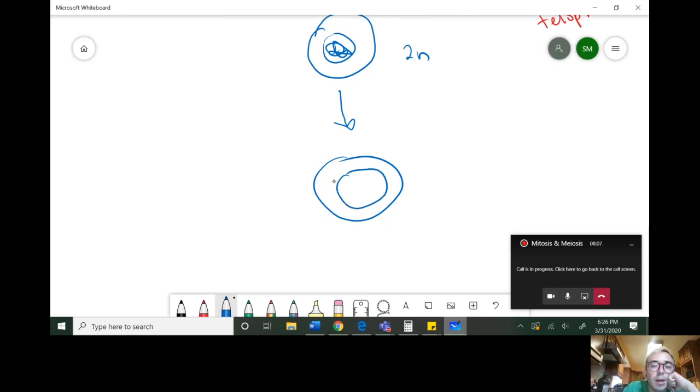Oh, I like this. Its nuclear membrane is breaking apart and it's aligning, making copies of its DNA, its chromosomes, breaking them up. And let's just say that those are supposed to be chromosomes.